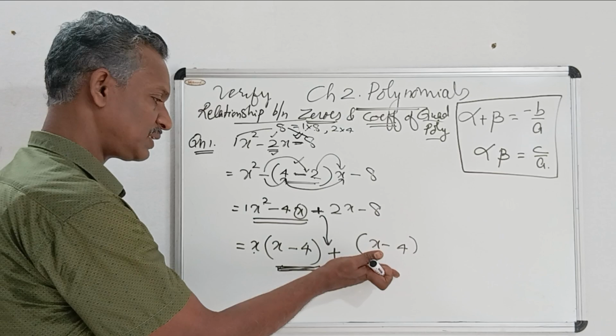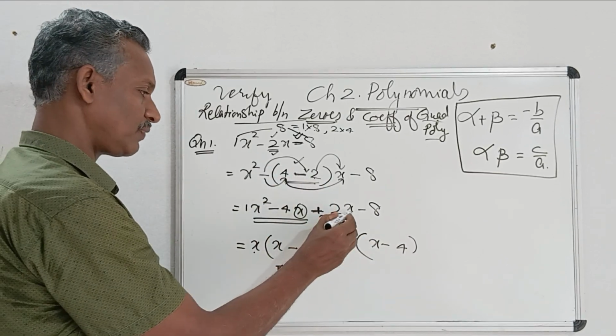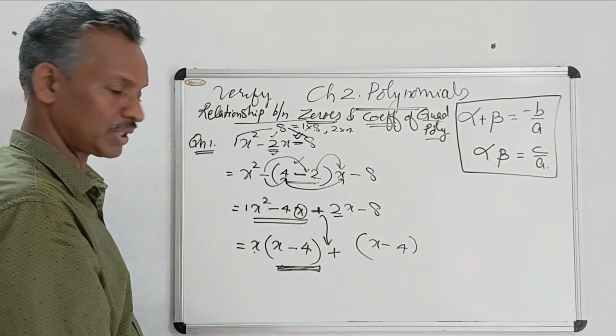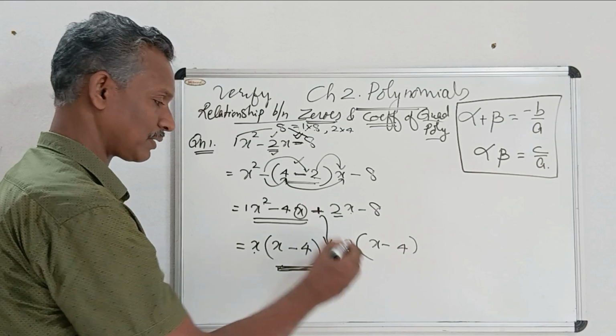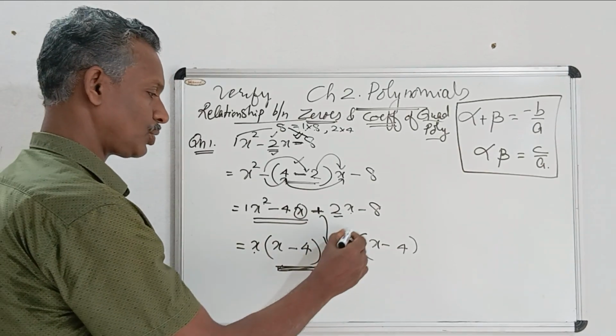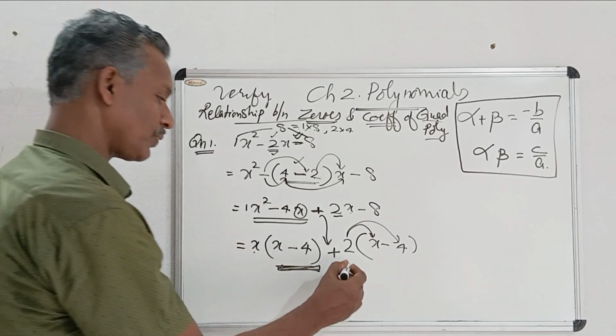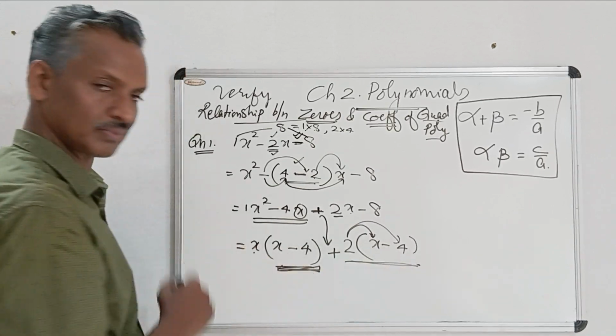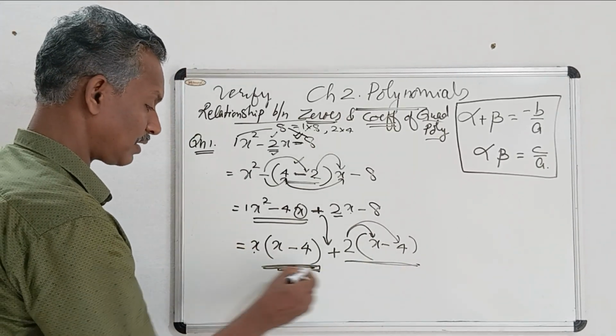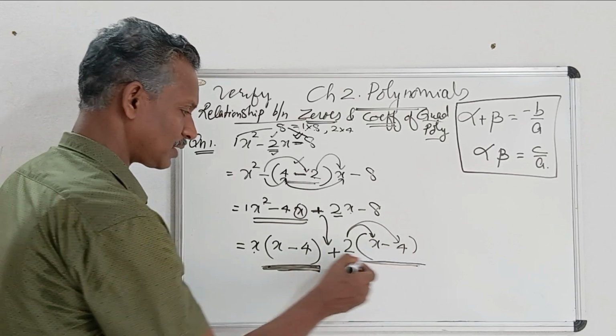Then compare this step with the previous. Here with x, what is the number? 2. That 2 should be outside the bracket. Then open the bracket. 2 into x, it is 2x. 2 into 4, it is 8. So that is proper. This is the first term and this is the second term.